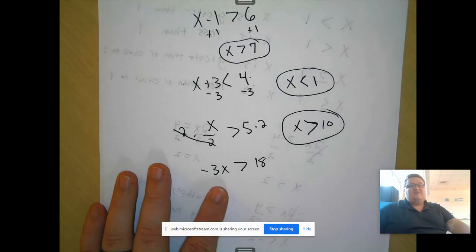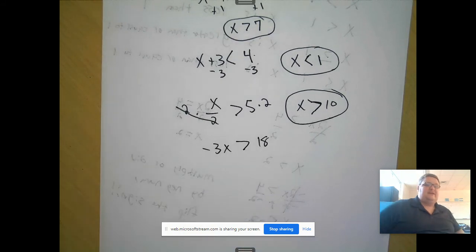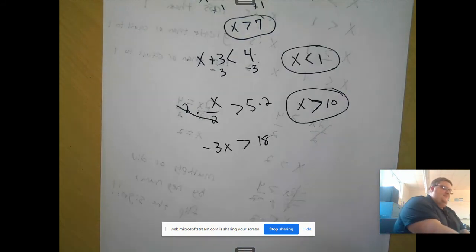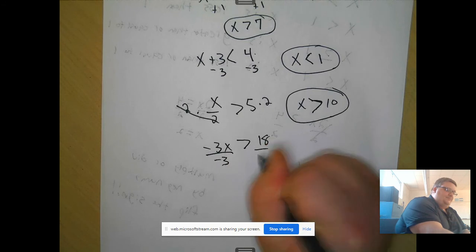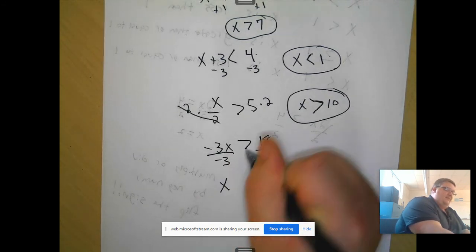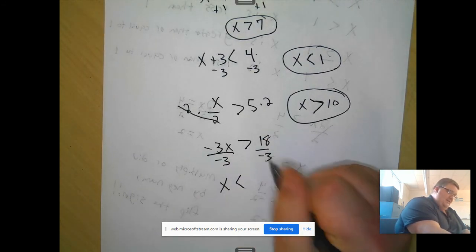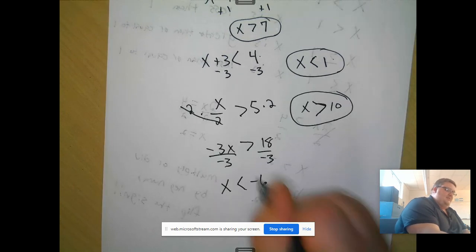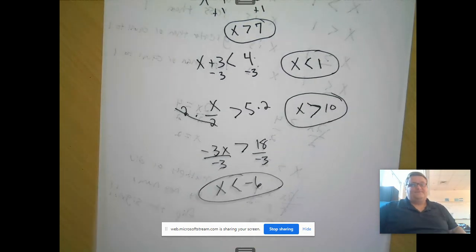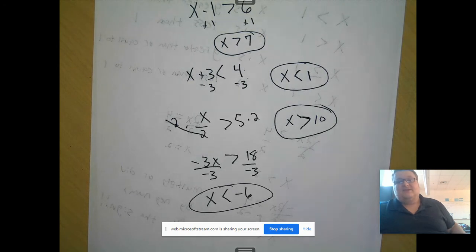And then finally, we have one of our negative numbers over here. -3x is greater than 18. Divide by -3. That gives you x. Flip your sign. 18 divided by -3 would be -6. That's all there is to one-step inequalities.